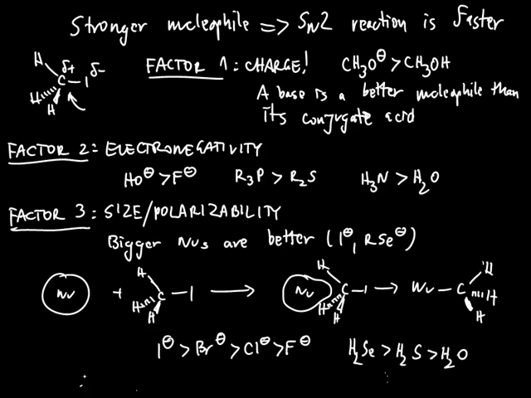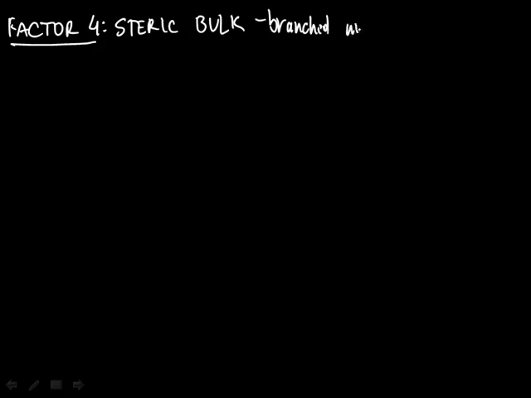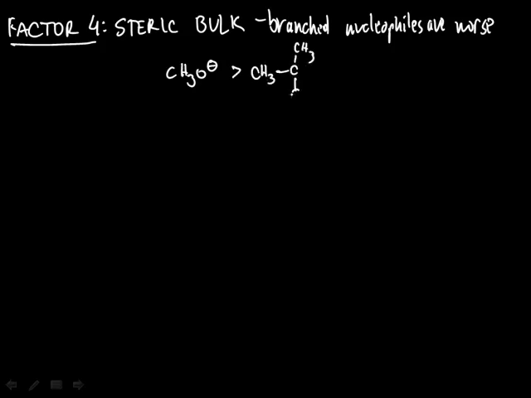The next factor, which is sort of related to charge, but it's not quite the same thing, is factor number 4, and that will be the steric bulk. This is mostly related to organic-based nucleophiles, and it simply means that branched nucleophiles are worse. For example, if we have a methoxide anion, it will be a better nucleophile than the tert-butoxide anion, because these three methyl groups will block the access of this nucleophile to the carbon center that is of interest. Now, an important point to realize here is that both of them are good bases, right? Even though their nucleophilicity is very different, their basicity is almost identical.